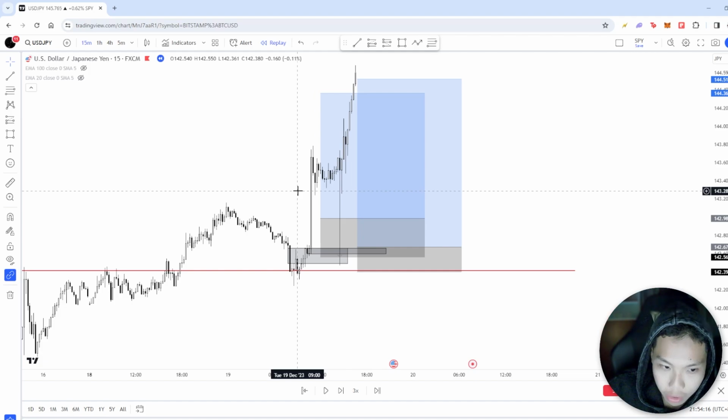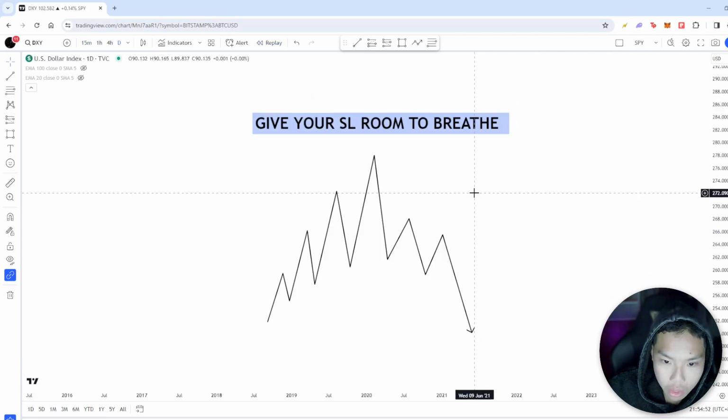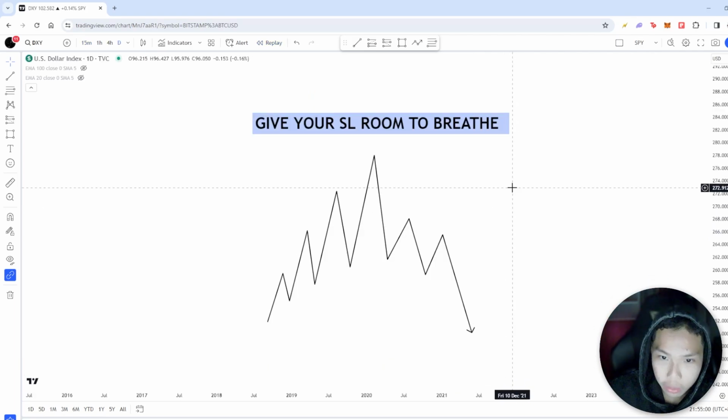Even though you may not get all your trades filled up, you prevent getting fully stopped out, and that's what matters. So I want you guys to take that into account. Now lastly, you guys really need to give your stop loss room to breathe.